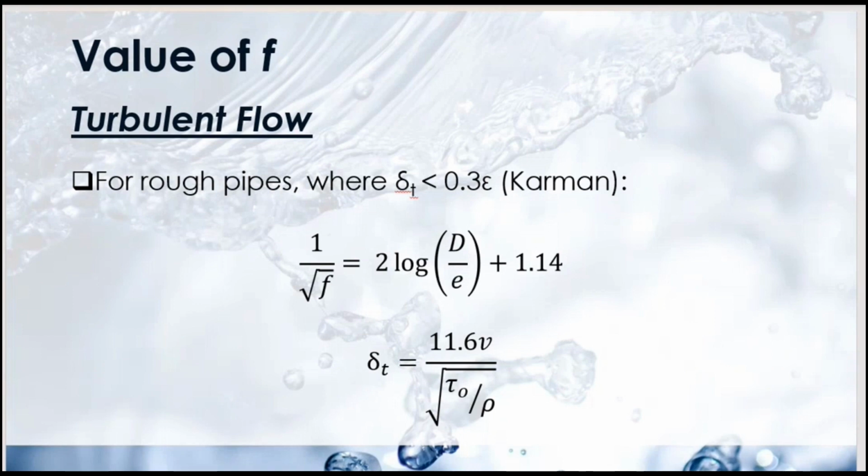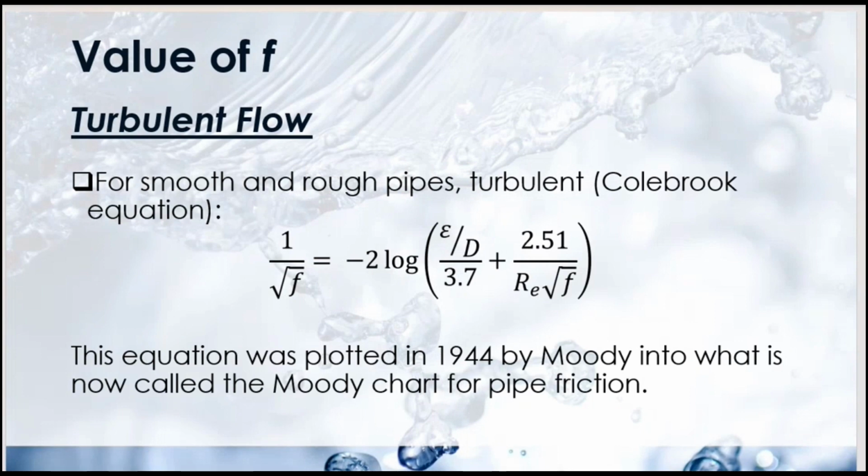So in this one, if you're going to notice, the Colebrook equation uses the ratio between epsilon over the diameter, the absolute roughness or roughness coefficient over the diameter. This is the formula: 1 over square root of F is equal to negative 2 multiplied by the logarithm of epsilon over D over 3.7 plus 2.51 over Reynolds number multiplied by square root of F.